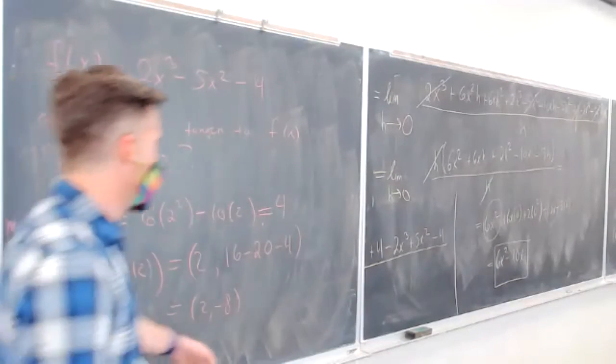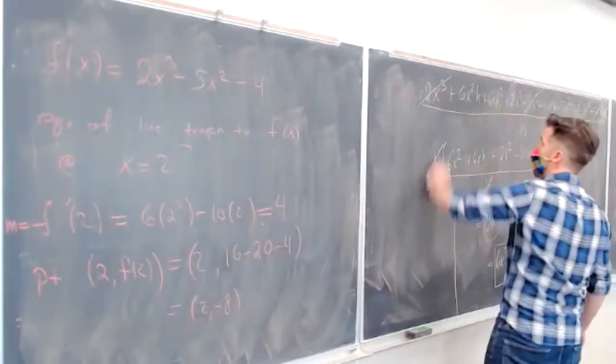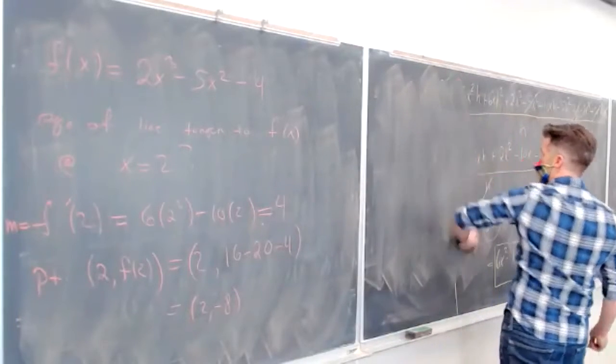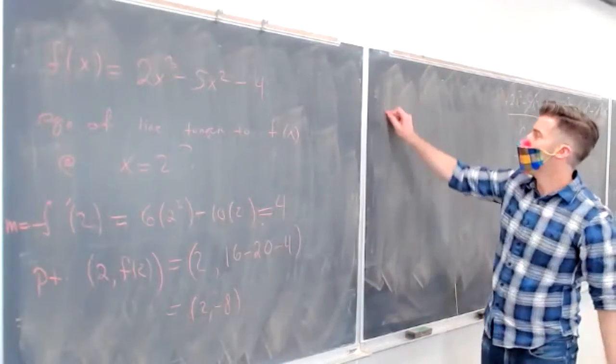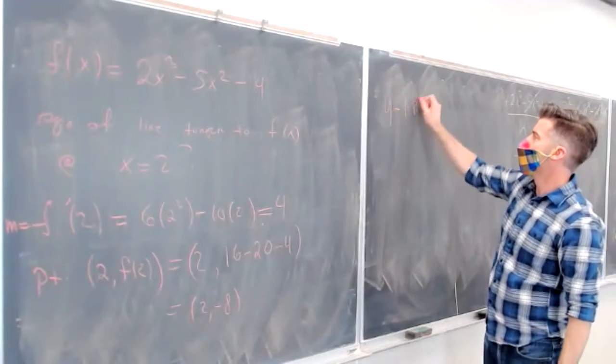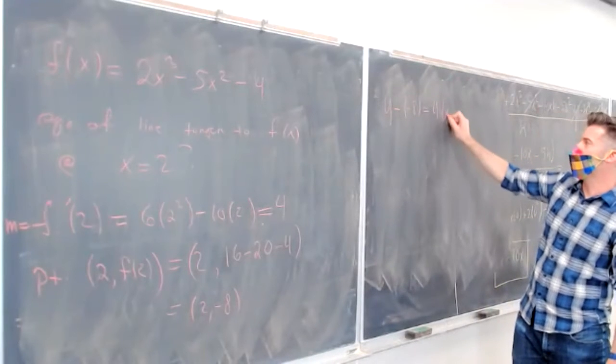So then the equation of my tangent line at that point would be y minus negative 8 equal to my slope times x minus 2.